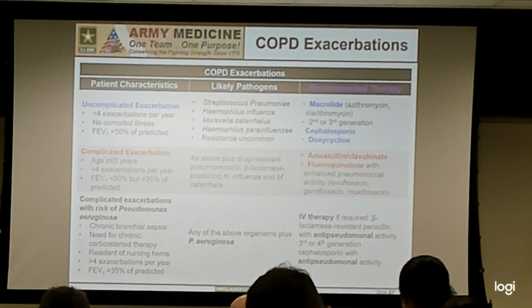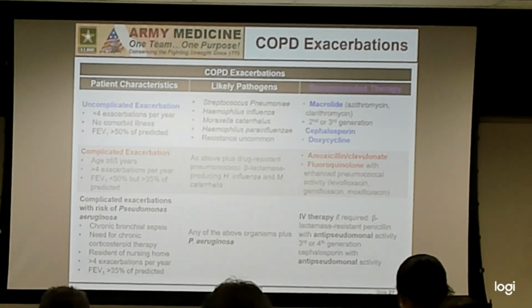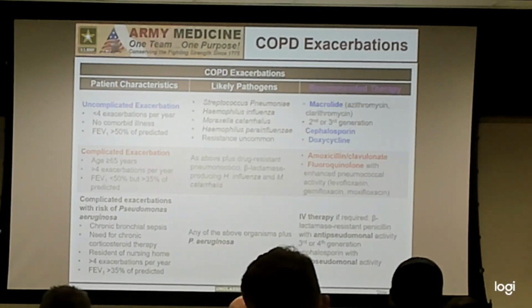And then when we talk about a complicated, and this kind of helps you understand the types of patients. Someone's older with more than 4 exacerbations a year.